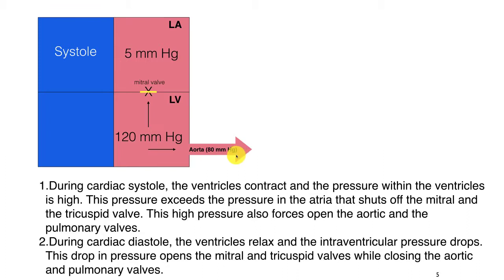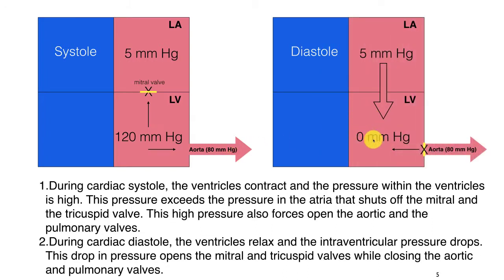The reverse happens during cardiac diastole, when pressure in the left ventricle has dropped to near zero. Now, pressure in the aorta is higher than the pressure in the left ventricle. However, the aortic valve cannot be opened inside the ventricle, therefore, it's closed. This pressure in the left ventricle, which is now lower than the left atria, allows for the opening of the mitral valve. Blood starts to flow from the left atria to the left ventricle. So you can see the ventricles eject volume during cardiac systole and accept volume during cardiac diastole.